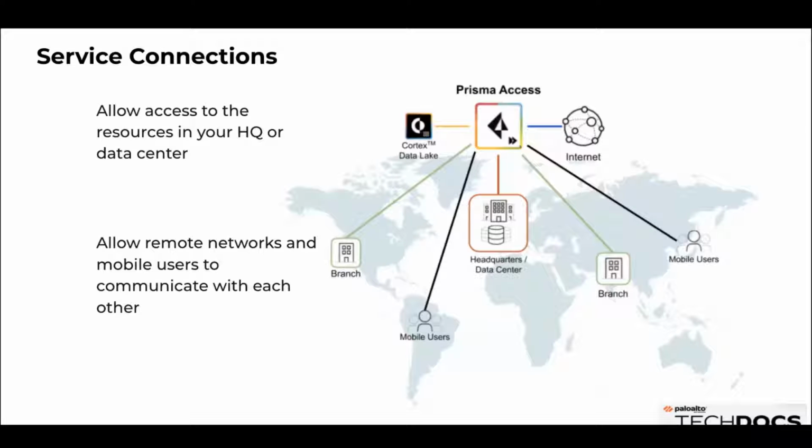And you have to set up a service connection, a service account that the service can use to access. Similarly, if you have corporate resources that your remote network and mobile users need to access, you must enable Prisma Access to access the corresponding corporate networks.